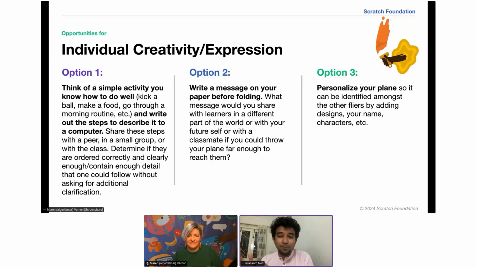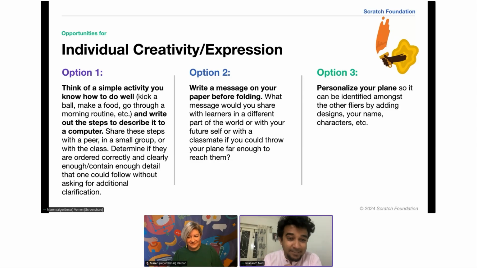These are three examples of ways participants can expand the scope of this activity. In the first option, think of a simple activity you know how to do well, kicking a ball or making some food or going through a morning routine, and then write out the steps to describe it to a computer. Then you can share these steps with a peer in a small group or with the class and determine if they're ordered correctly. Do they have all the information? There's a fun set of videos online of making a peanut butter sandwich, where kids explain to their parent how to do it, and they miss out a lot of key steps. So it's fun to think about that.